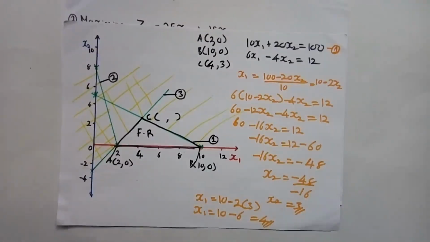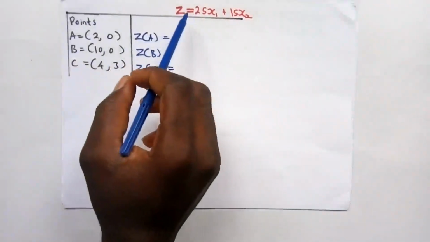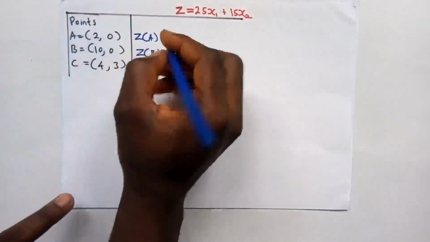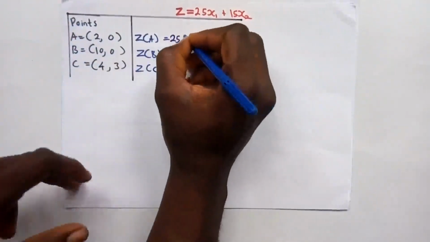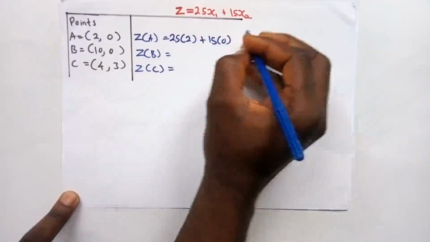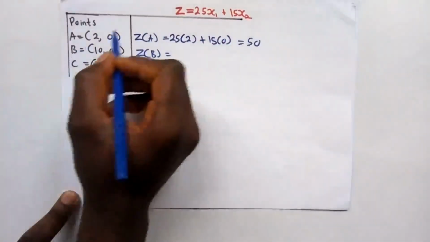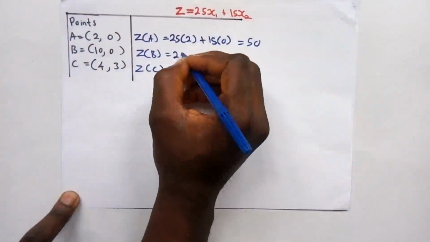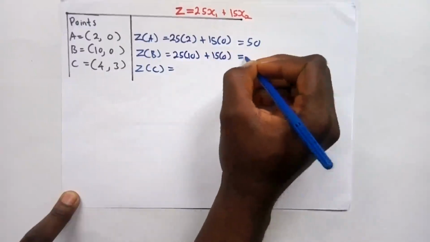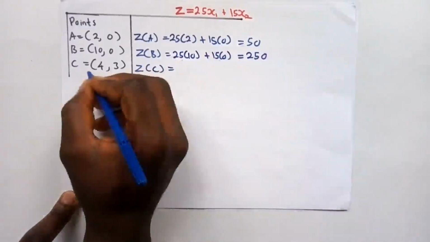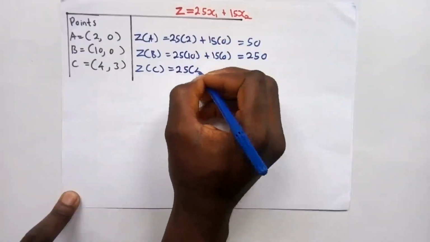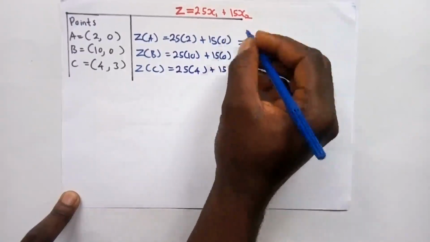Let us find the optimum solution. Look at the objective function. Z is equal to 25S1 plus 15S2. At point A, Z is equal to 25S1, which is equal to 2, plus 15S2, which is equal to 0. So 25 multiplied by 2 gives us 50. At point B, the objective function Z is equal to 25 multiplied by 10 plus 15 multiplied by 0. 25 multiplied by 10 gives us 250. And at point C, Z, which is the objective function, is equal to 25 multiplied by 4 plus 15 multiplied by 3.